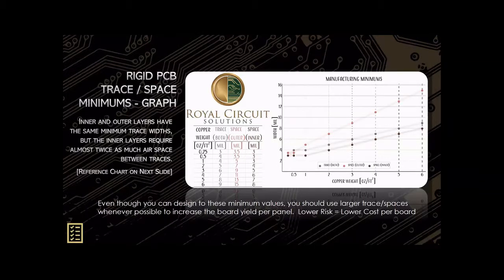But again, if you follow this from the very beginning, there's not going to be any surprises, and we're going to get your job running smoothly through the shop. And again, just to clarify, these are the minimums. So you should be trying to use something larger than this trace and space whenever possible. That's going to increase your yield per panel because lower risks mean lower cost per board.